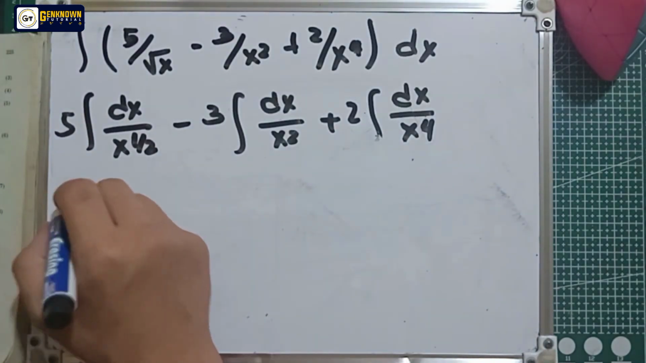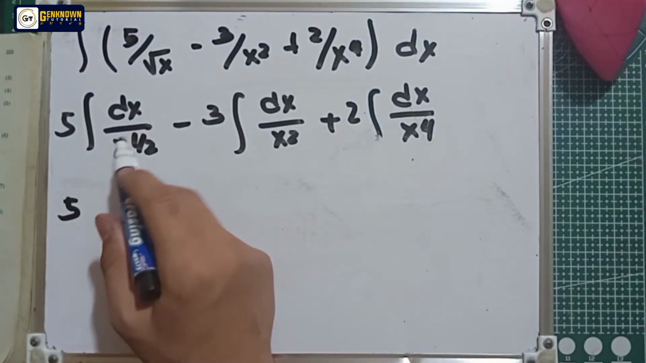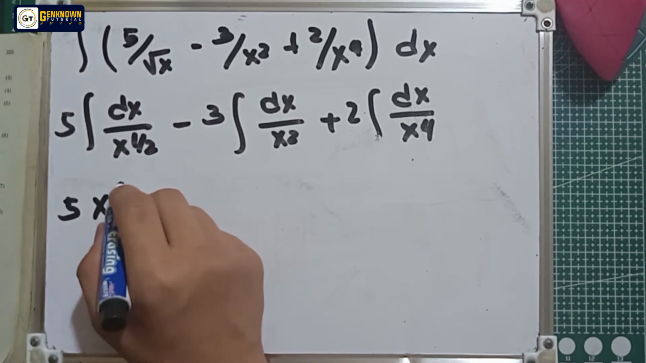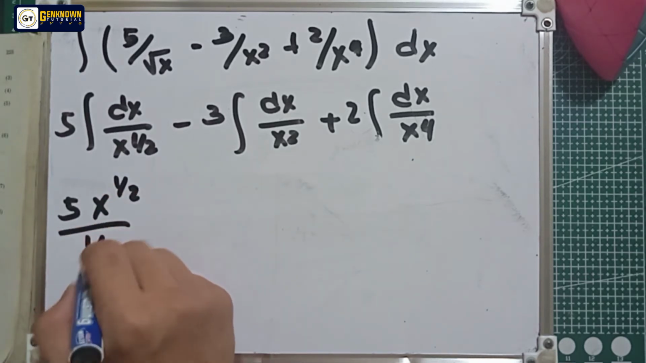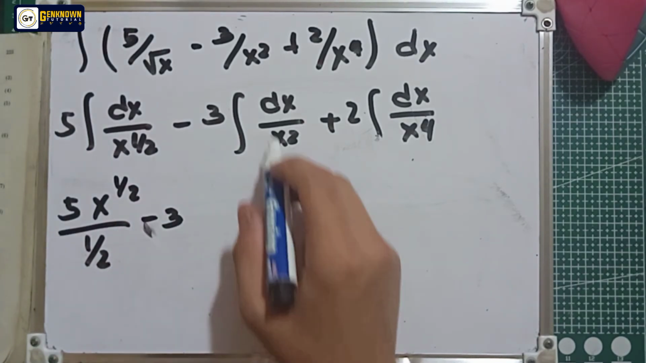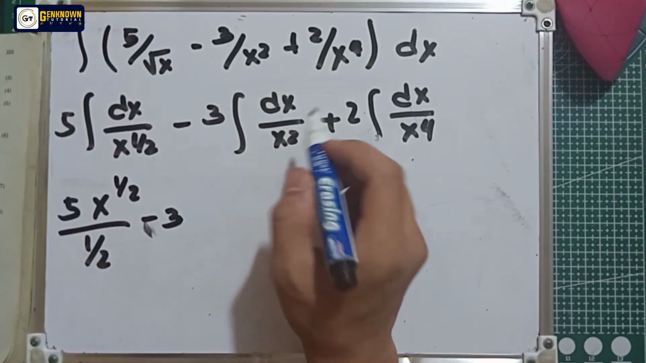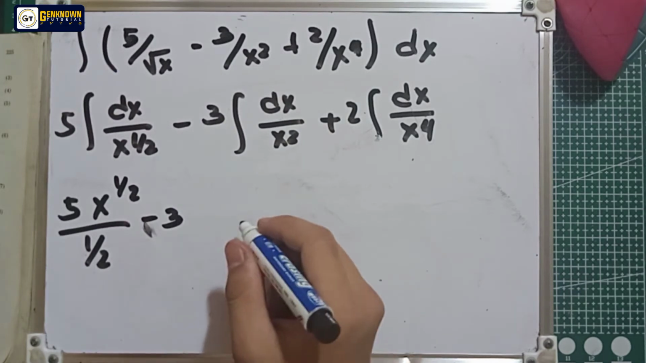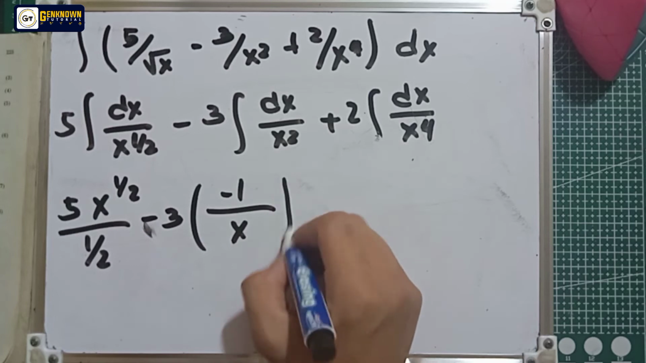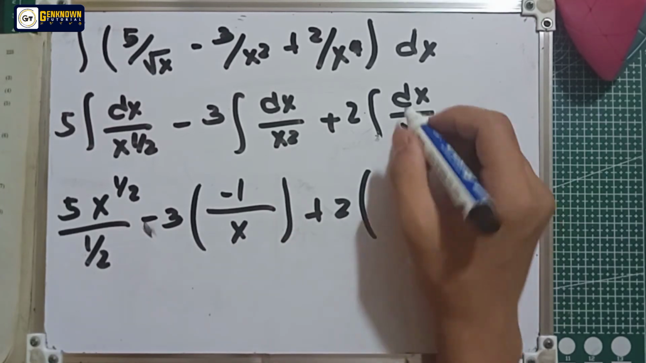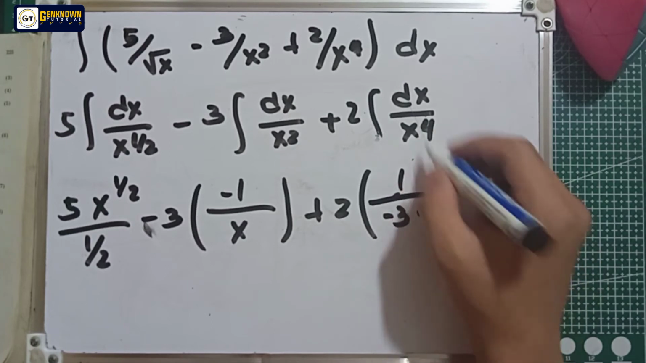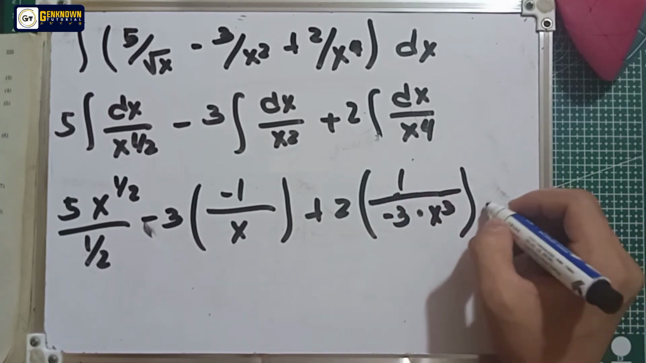Okay? 5 multiplied by the integral of dx over x raised to 1 over 2, i-integrate: x raised to 1 over 2 over 1 over 2. Minus 3 multiplied by the integral of dx over x squared, which is negative 1 over x. Plus 2, ito i-integrate: 1 over negative 3 multiplied by x cubed, and the addition c.